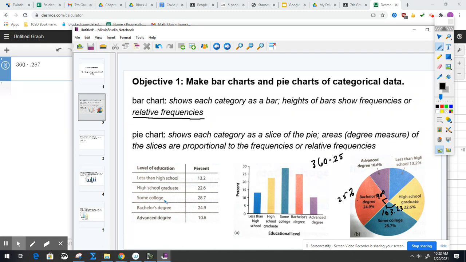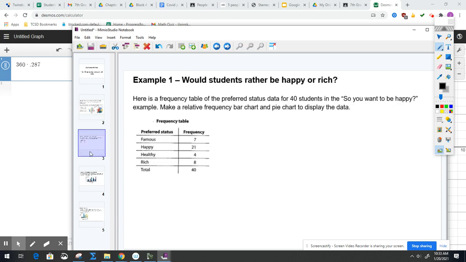Now we have the use of technology, and I'm going to show you that here in a second. We had this example yesterday of, would you rather be happy, rich, famous, or healthy? We wanted to enter this, and I want you to make a relative frequency bar chart and pie chart to display the data. There are a few things that we have to be able to do for this, and we showed this yesterday. We did the 7 over 40, the 21 over 40, the 4 over 40, and the 8 over 40, and we were able to get that.